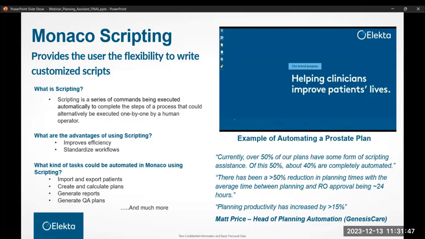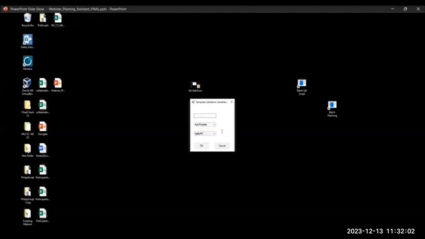Most plans are approved within 24 hours. And the only reason why it's 24 hours is because doctors go home and have a sleep. So they're able to have an extreme amount of efficiency by using this process, and their planning productivity is also increased as well. So here's a very simple video that basically shows how the scripting environment can work.